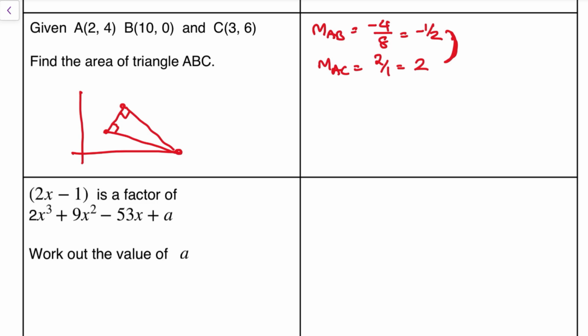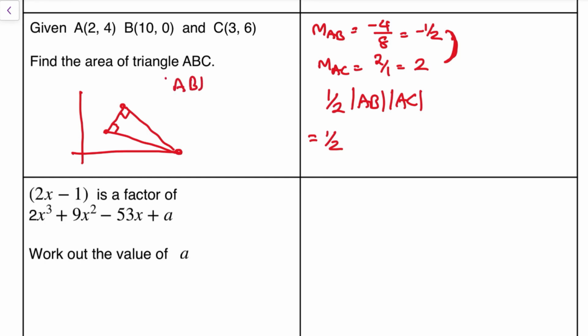These are perpendicular. So therefore, the area of my triangle is a half times the height times the perpendicular base, which is going to be half of the length of AB times the length of A to C. I'm still having to work some stuff out. Let's do it over here so I'm not squeezing in.